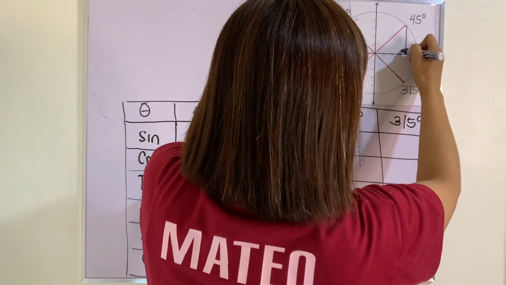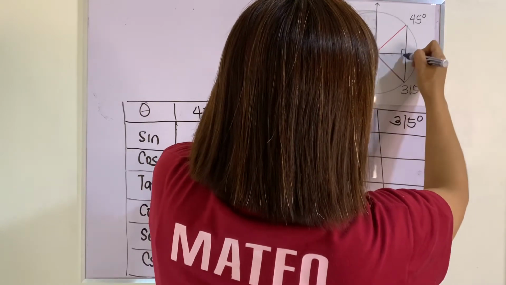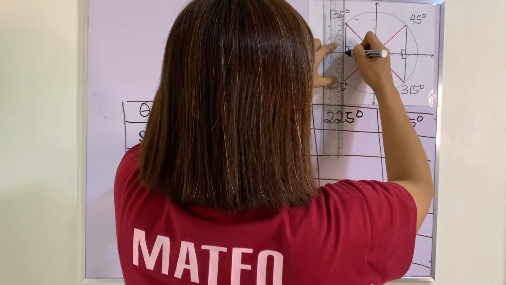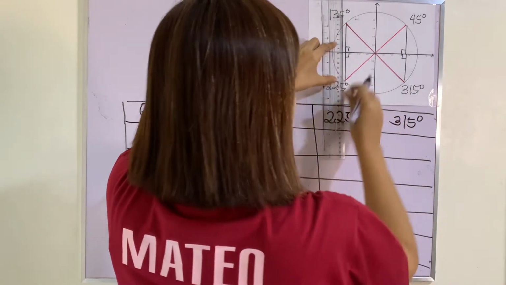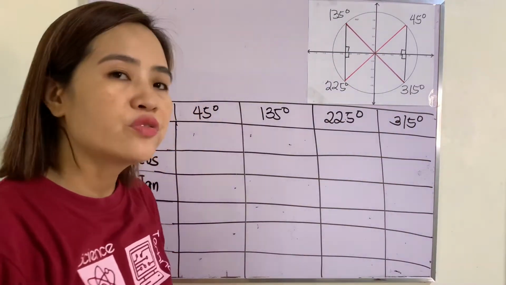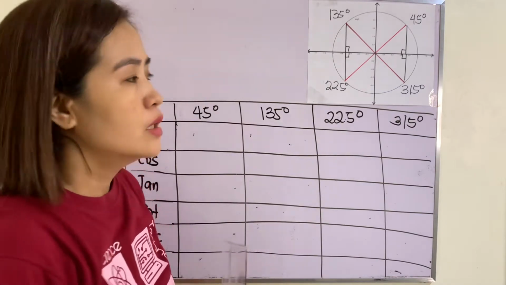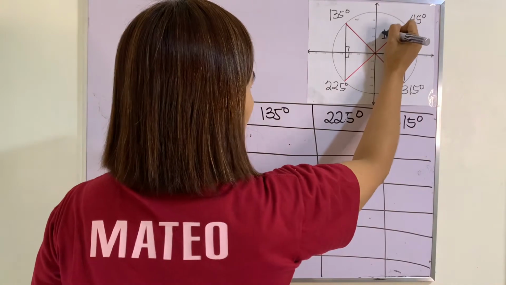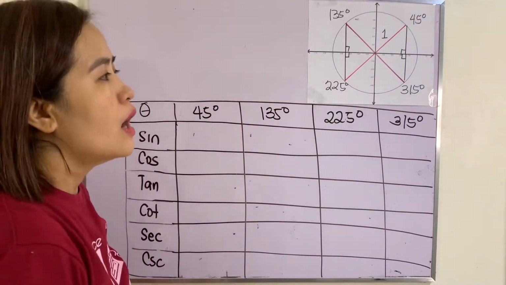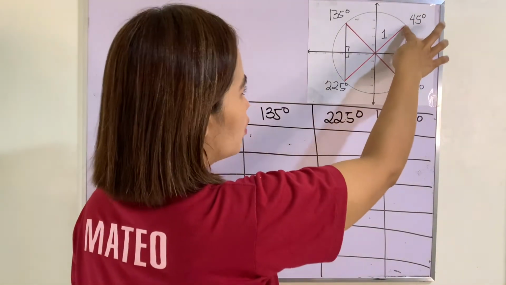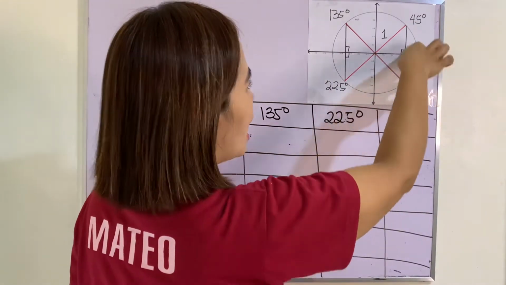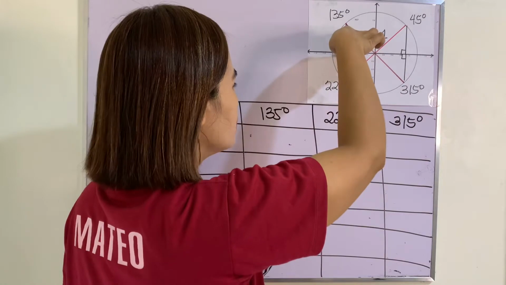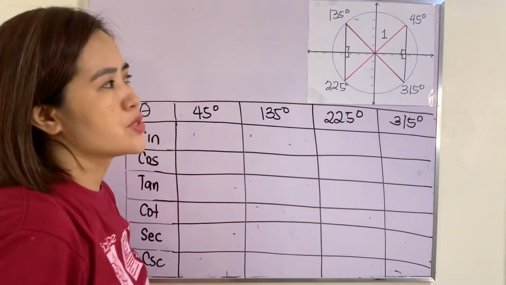So this one is the right triangle. This one is the right triangle. This is the right triangle. And this one is the right triangle here. We have formed a 45 by 45 right triangle. We know that this one is 1 because that is the radius. Again, our x, our y, in each of the triangles.